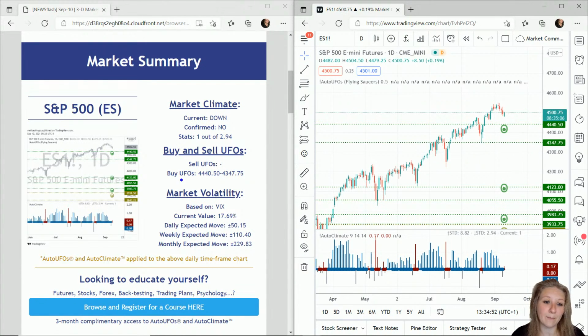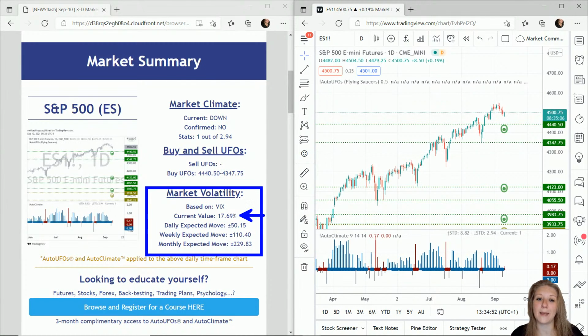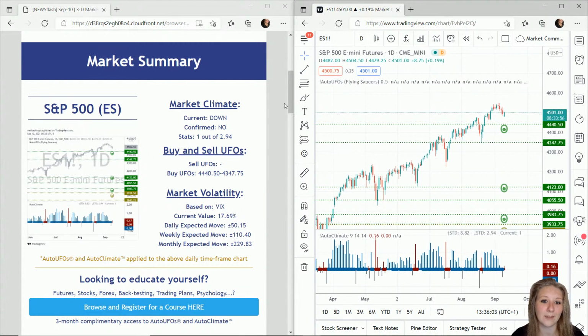Now I say that based on this information, market volatility. In 1 year, we would expect the S&P, so the US stock market, to go up and down by 17.69%. That tells us that in 1 day would be a movement up or down of 50.15 points. That brings us down to slightly close to this, but not quite. In a week, we would expect movement up or down of 110.4 points, and in a month, 229.83 points. So that's what we would expect on the S&P.